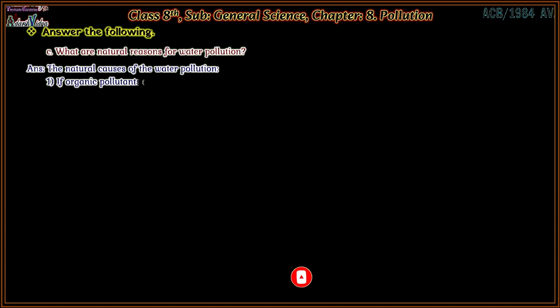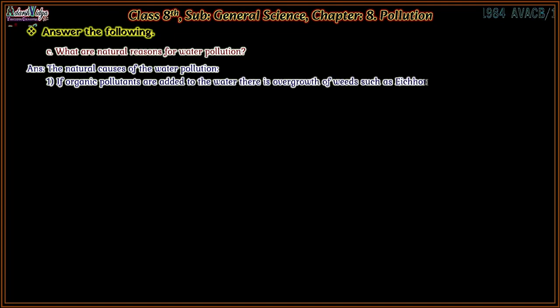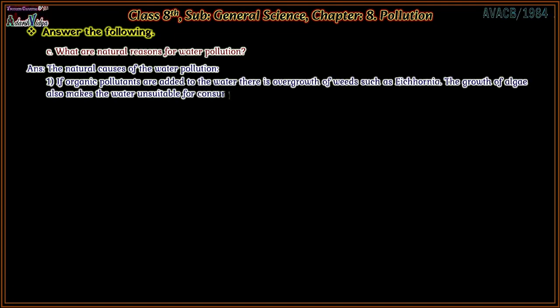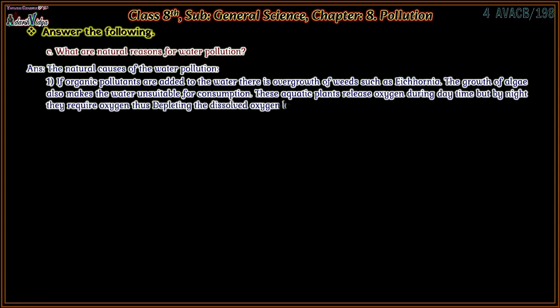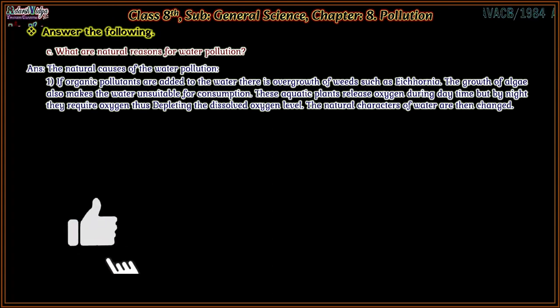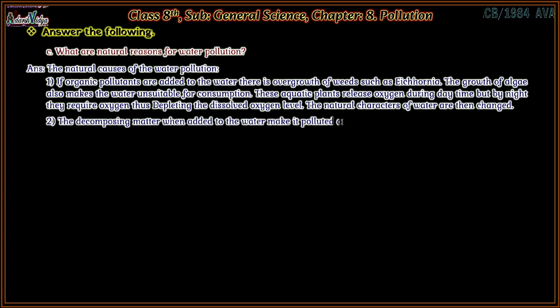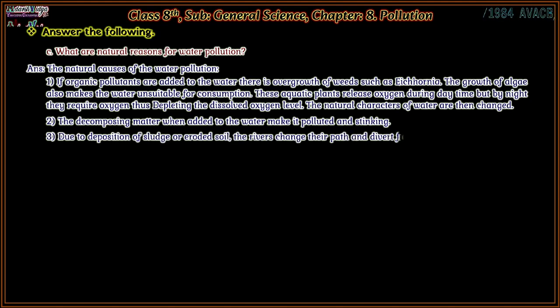First one. If organic pollutants are added to the water, there is overgrowth of weeds such as Eichhornia. The growth of algae also makes the water unsuitable for consumption. These aquatic plants release oxygen during daytime, but by night they require oxygen, thus depleting the dissolved oxygen level. The natural characters of water are then changed. Second one. The decomposing matter when added to the water makes it polluted and stinking.